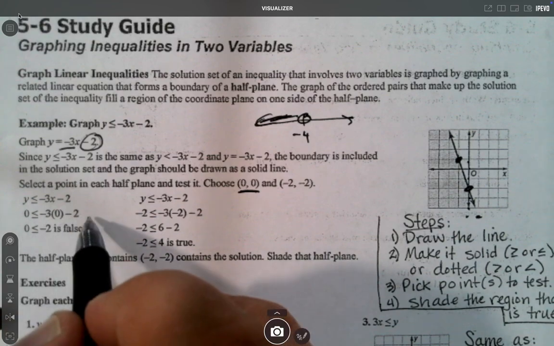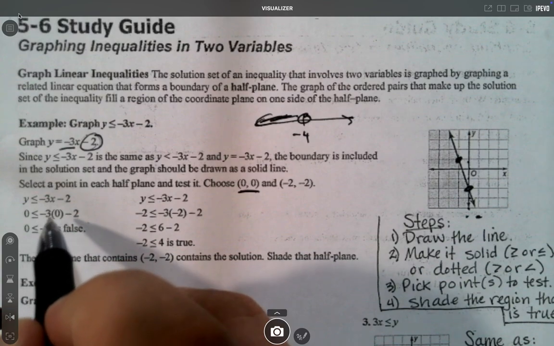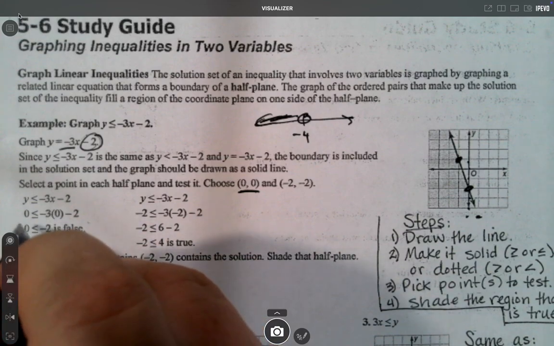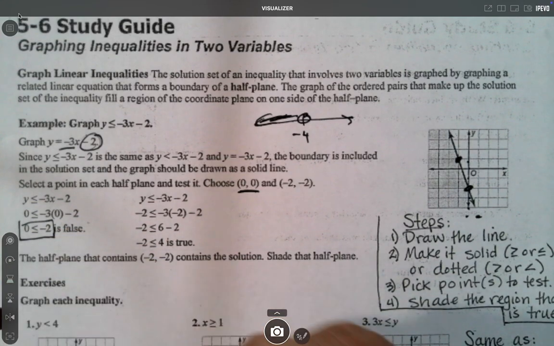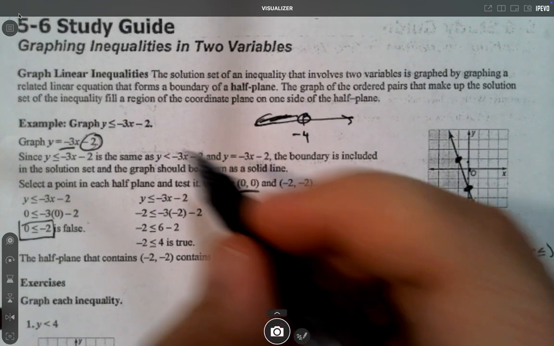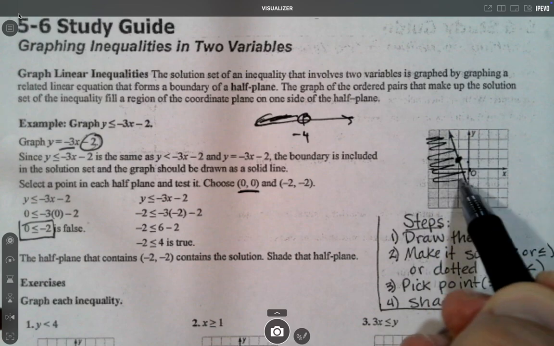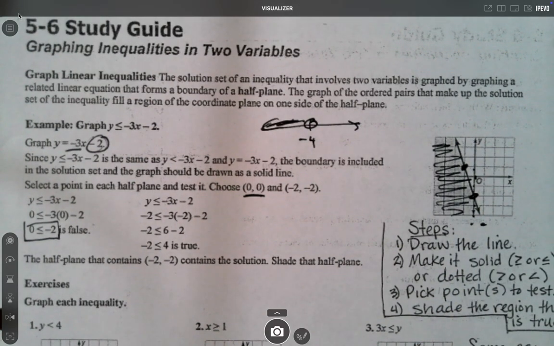Then they evaluated what they have. Well, that's just 0. Negative 3 times 0 is 0. 0 minus 2 is negative 2. So then you have to look at this right here and say, okay, is this true or is this false? Well, 0 is not less than negative 2. So this is false. So this is the point 0, 0. We just found out that is a false statement that creates for this inequality. So that's what led us to shade this side instead of this side.